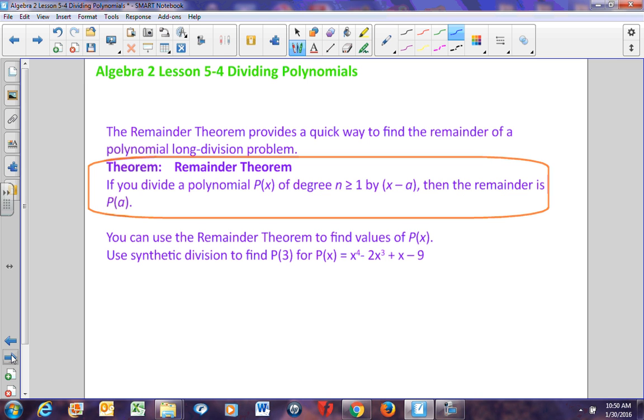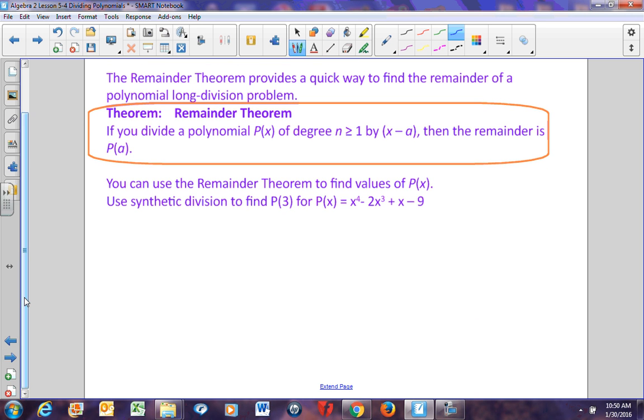All right. Now, the remainder theorem provides a quick way to find the remainder of a polynomial long division problem. If you divide a polynomial p of x with a degree of n greater than or equal to 1, by x minus a, which is a linear factor, then the remainder is p of a. Essentially what that means is, if I put it into synthetic division, whatever my remainder is, is what I'm trying to find. For example, you can use the remainder theorem to find the value of p of x. I'm going to use synthetic division to find p of 3.